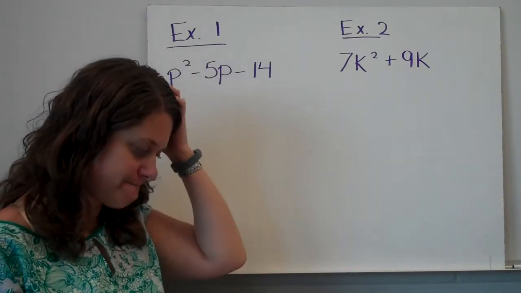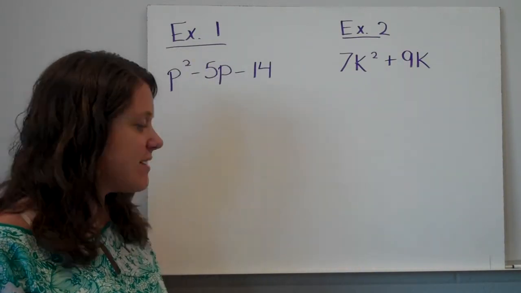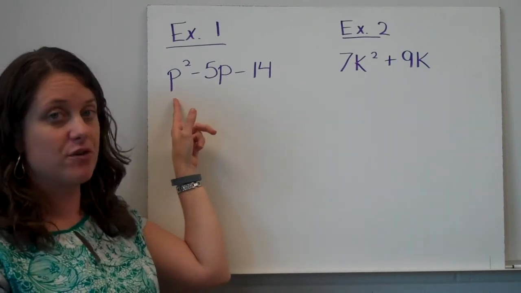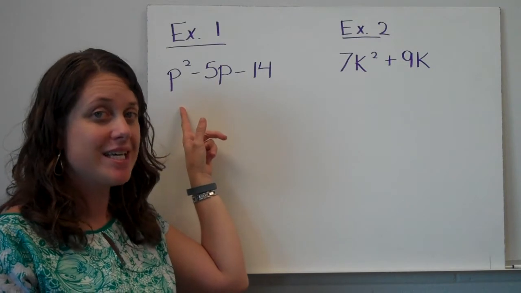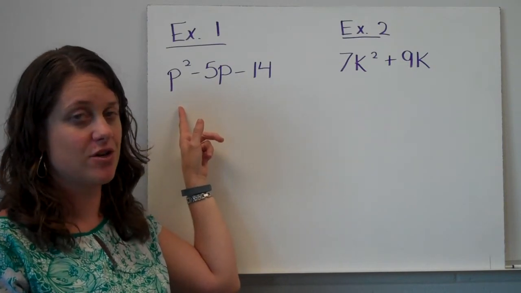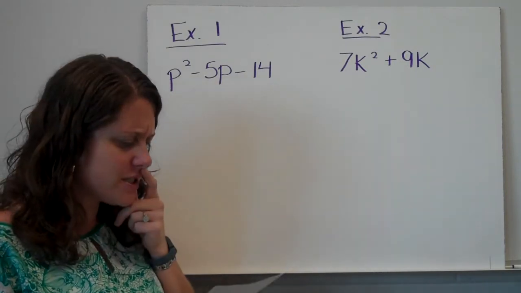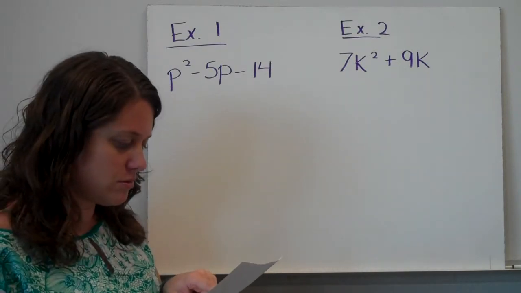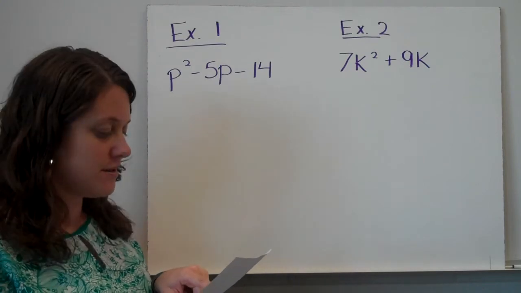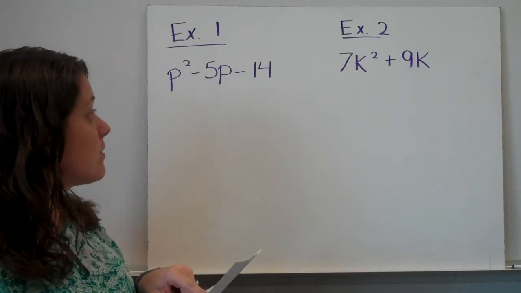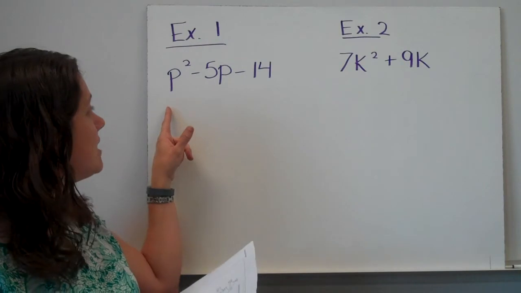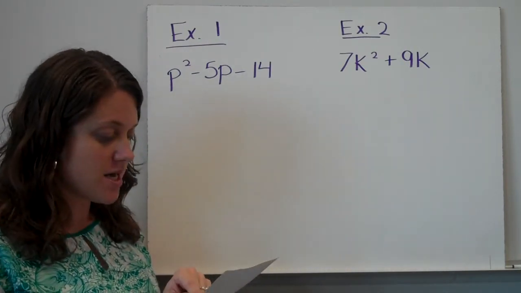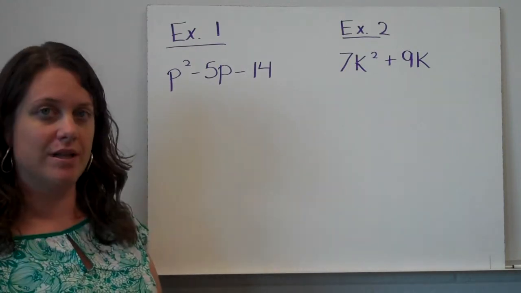Let me think. Does it have a greatest common factor? No. If it doesn't have a leading coefficient, or the leading coefficient is 1, it does not have a greatest common factor, so I can skip that. So what should I do next? Does it have only 2 terms? No. Does it have only 3 terms? Yes. Is it a perfect square trinomial? Well, p squared is a perfect square, but 14, that is not a perfect square. Can it be factored? Well, let me check.